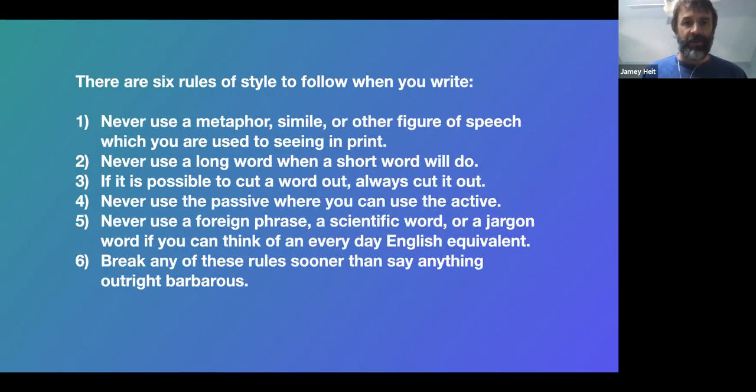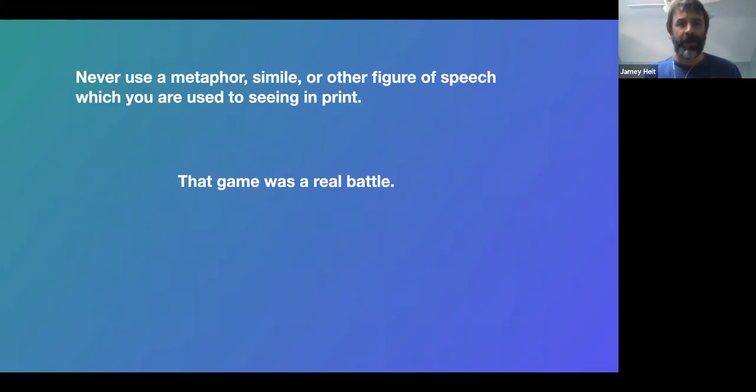As mentioned, there are 6. Number 1, never use a metaphor, simile, or other figure of speech that you are used to seeing in print. Number 2, never use a long word when a short one will do. Number 3, if it's possible to cut a word out, always cut it out. Number 4, never use the passive voice where you can use the active voice. Number 5, never use a foreign phrase, scientific word, or jargon word if you can think of an everyday English equivalent. And lastly, be willing to break any of the rules rather than say anything outright barbarous, to use Orwell's language. So let's go through these in a bit more depth.